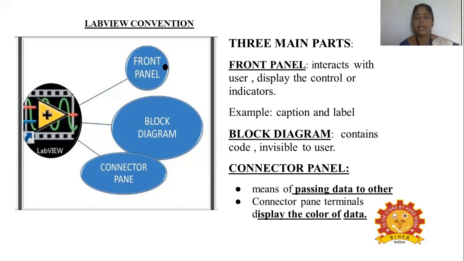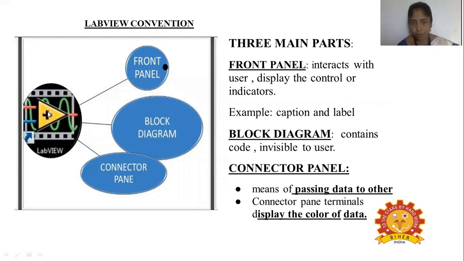Then the block diagram. This block diagram consists of code. Whatever symbols we have used in the front panel have to be coded, and that code will be invisible for our monitoring. That is said to be the block diagram.